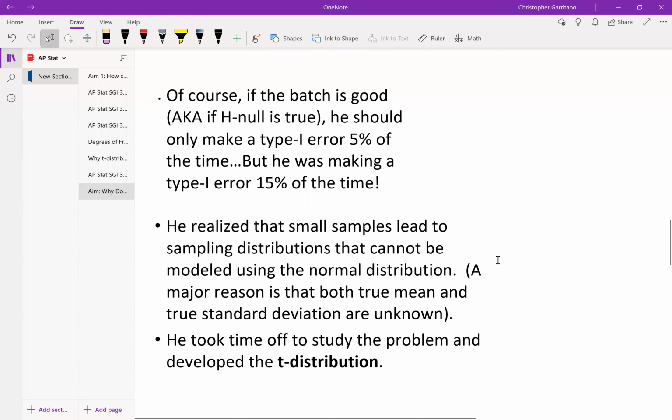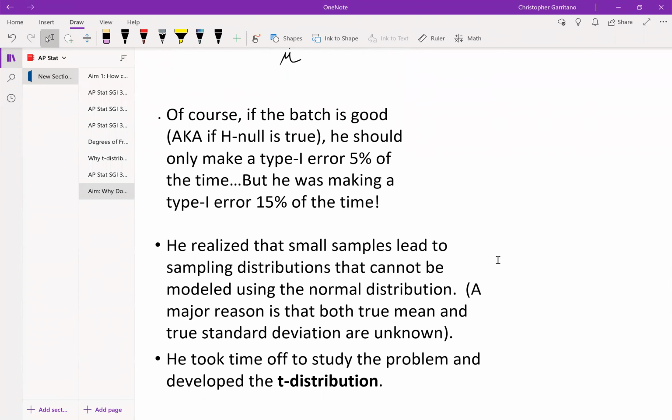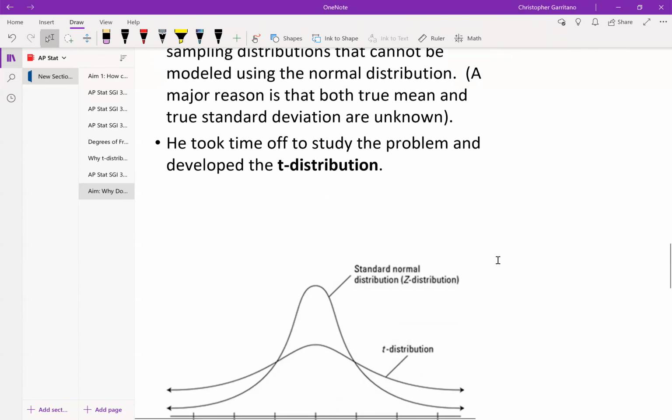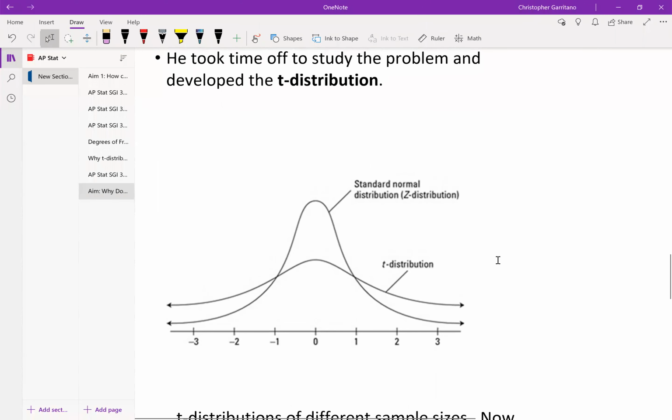Okay. So it is thanks to William S. Gosset that we use the t-distribution. Now, how does the t-distribution compare to the normal distribution? Well, one of the major differences, I mean, the shapes are pretty similar. They're symmetric, they're mound shaped, they're peaked at the middle. But the major difference that you can see in the t-distribution is that the tails are much, much larger, okay?